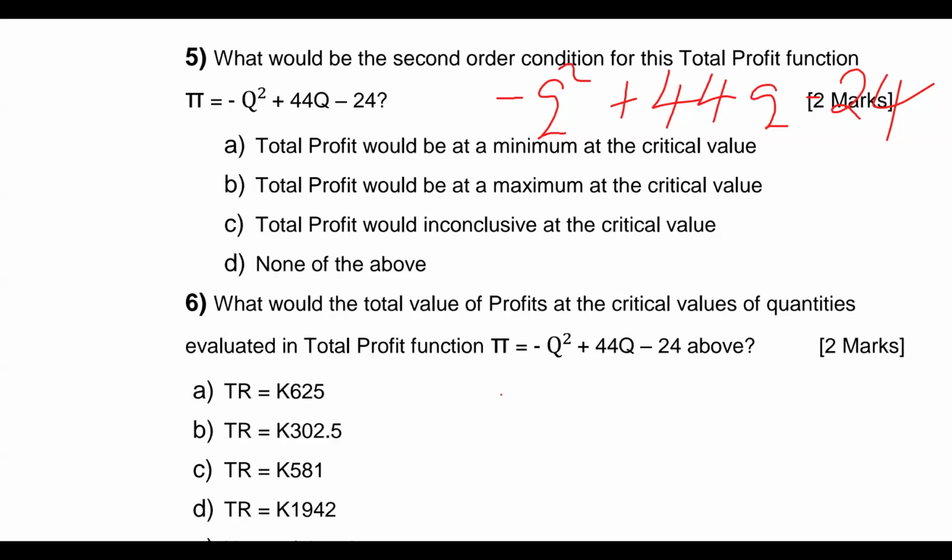The first derivative would be negative 2q plus 44. Then differentiating again, the second derivative would be negative 2, which is less than 0.